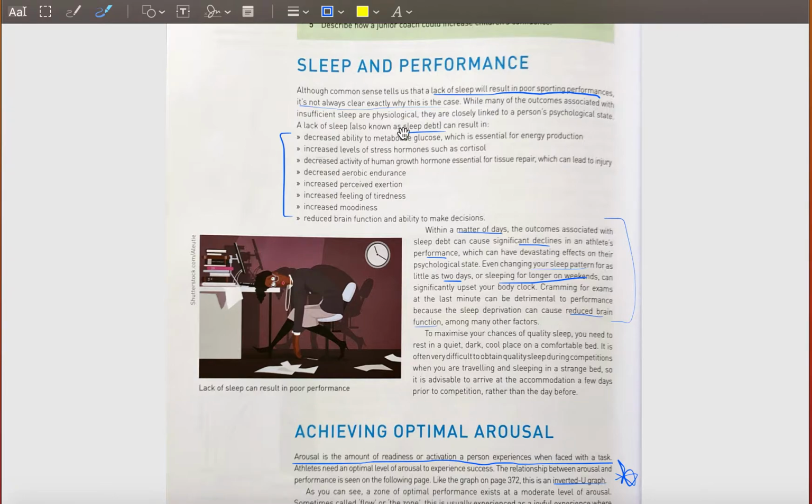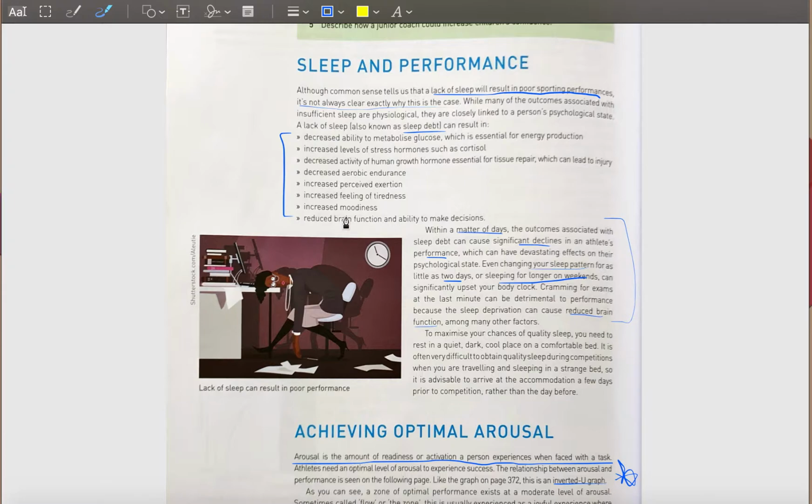So because there is sleep debt or a lack of sleep, we have a decreased ability to metabolize glucose for energy production. We have increased levels of stress hormones. They haven't dissipated overnight. We have decreased activity of human growth hormone for tissue repair, which means that you still feel sore and you're injured. We have decreased aerobic endurance because there's no burning of fats while the athlete is sleeping. We have an increased perceived exertion because of the tiredness being excreted in the hormones in the brain. And we have an increased moodiness. When people are tired, they are grumpy.